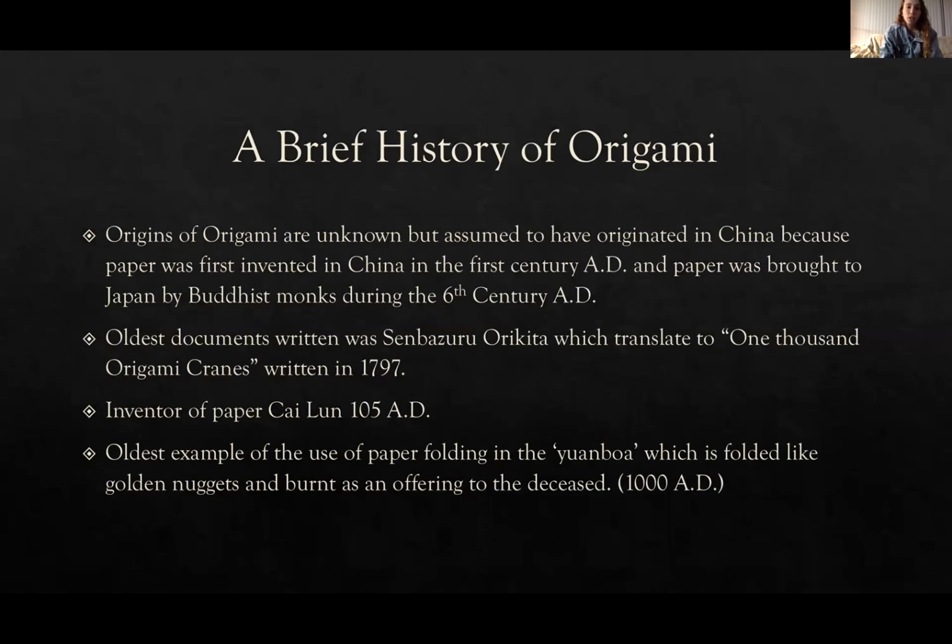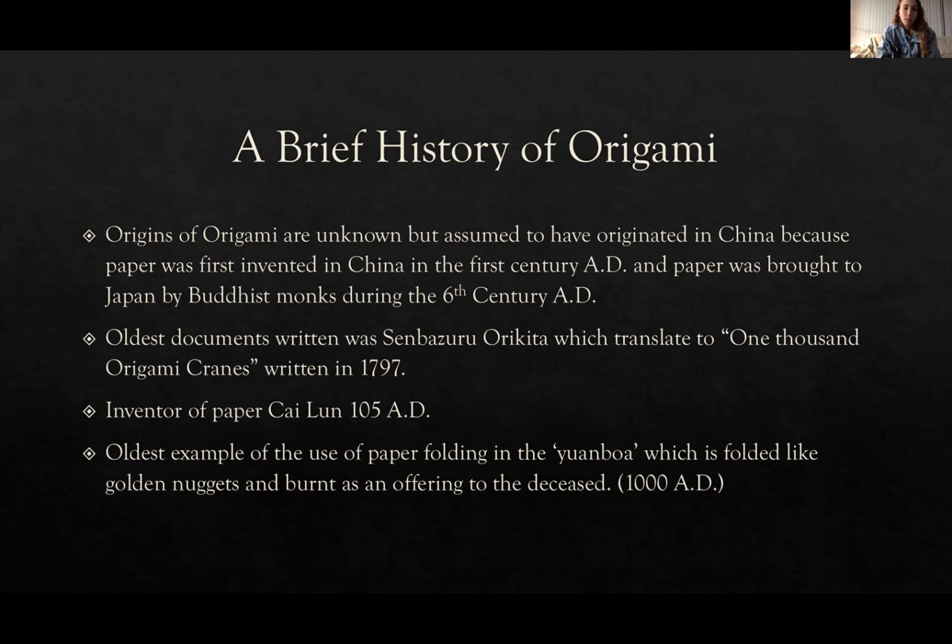The original origins are unknown, but it's assumed to have originated in China because that's where paper was first invented in the 1st century AD. And then paper was brought to Japan by Buddhist monks during the 6th century AD. The oldest documents written were Senbazuru Orikata, which translates to 1,000 origami cranes, and those were written in 1797. The inventor of paper was Cai Lun in 105 AD.